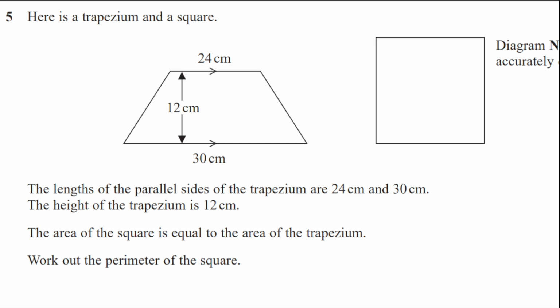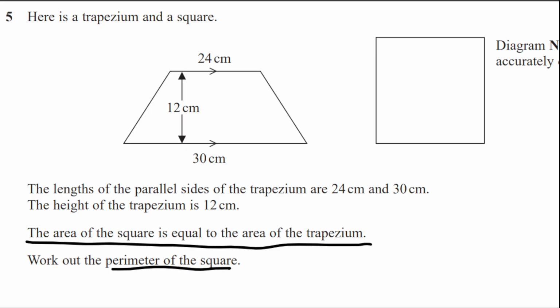Question 5 is 4 marks. Let's do it. The question says, here is a trapezium and a square. They gave you the length of this trapezium and they gave us the height as well. And they said the area of the square is equal to the area of the trapezium. This is the key to solve this question. And then they ask you to work out the perimeter of the square.